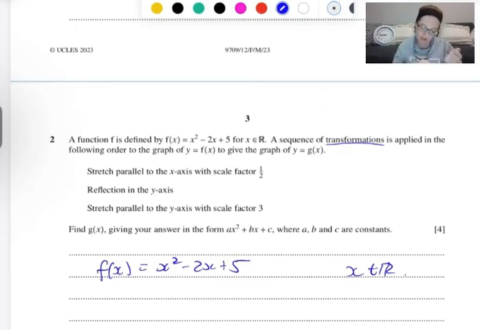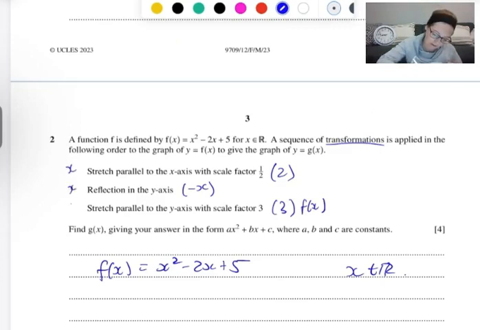So you're first going to stretch it parallel to the x-axis. Anything that happens to x is actually the opposite of what you would normally do. So if it's stretched by half, it basically means it's squished by 2. Okay, a reflection in the y-axis. So all my x values are becoming negative. And then stretch parallel to the y-axis. So that is just my whole function is going to become 3. So I'm changing my x in the first two, and I'm changing my entire function in the last one.